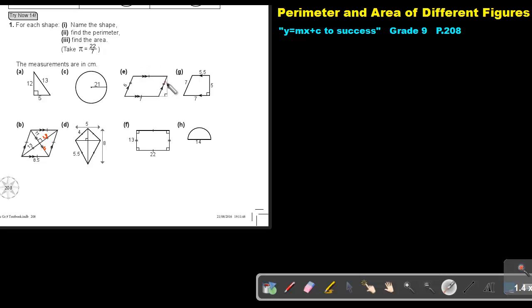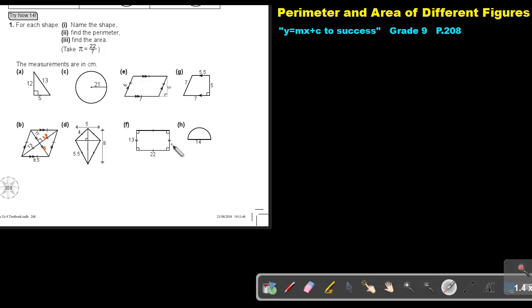Okay, number E. This is a parallelogram. So the perimeter will be 2 times the length plus 2 times the breadth, just like the rectangle. And the area is going to be base times height. So it's going to be 7 times 5.